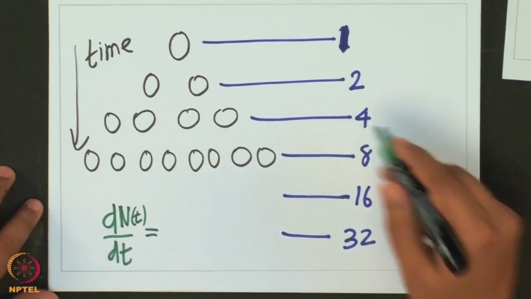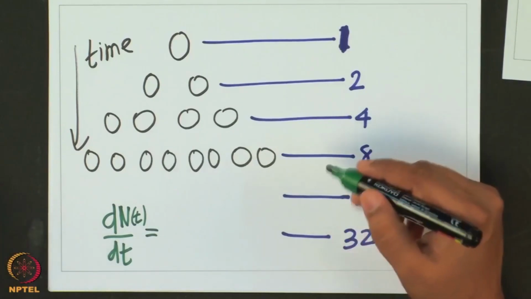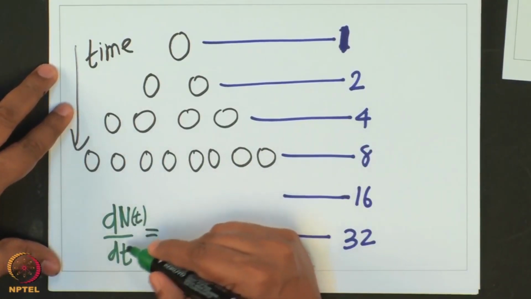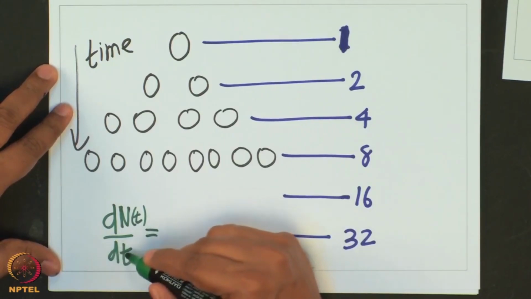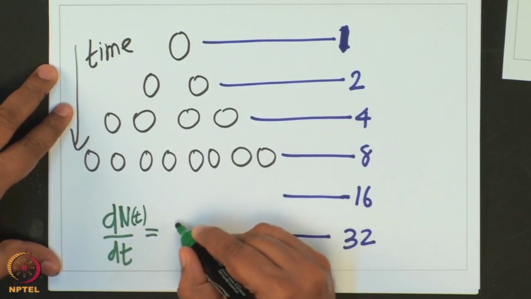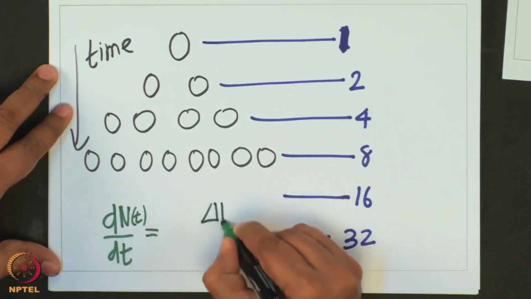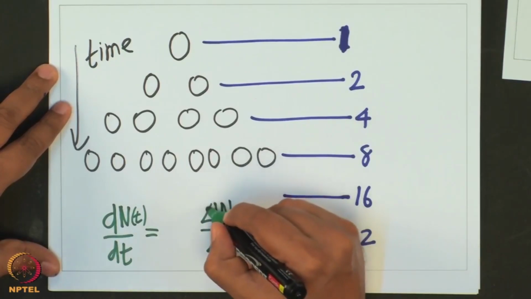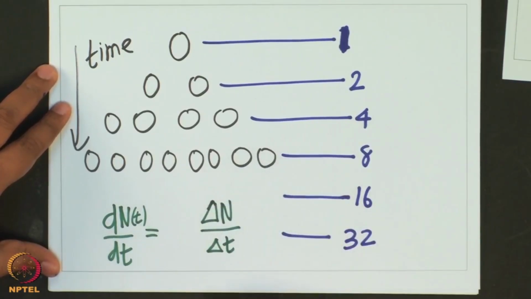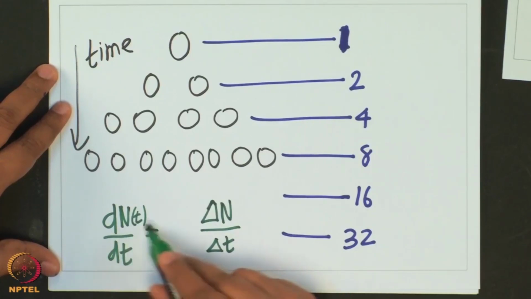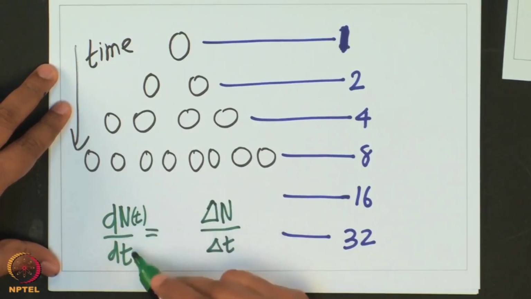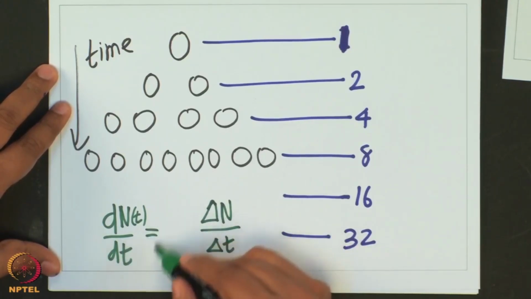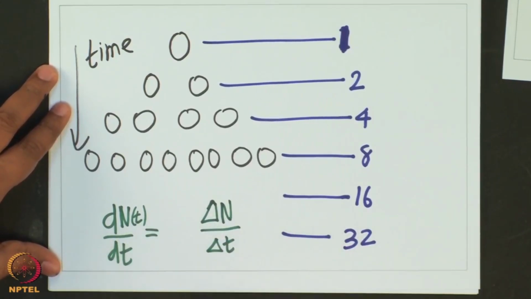Now let us think about it and let us look at what we have. So dn is the change in n as the time changes by delta t. So this is equivalent to delta n by delta t for small t. So we know from calculus that dn by dt is delta n by delta t, and when delta t is very small, you can write it as dn by dt.